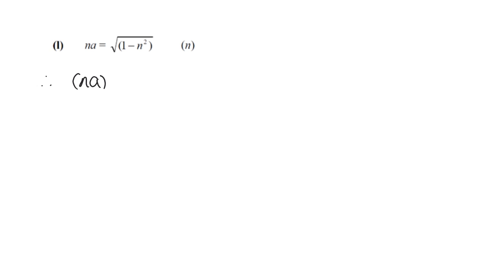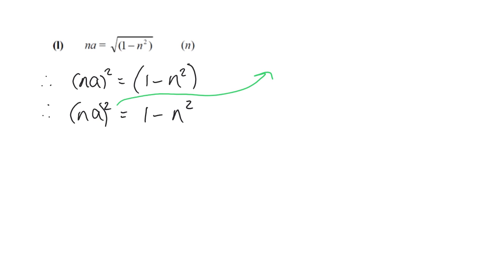So the na is squared. Squaring this side leaves us with 1 minus n squared. Now, because there's nothing that actually impacts the bracket, we have 1 minus n squared without the bracket. Okay, worthwhile as an aside having a little look at (na) all squared. (na) all squared is just na times na. So n times n is n squared, a times a is a squared.